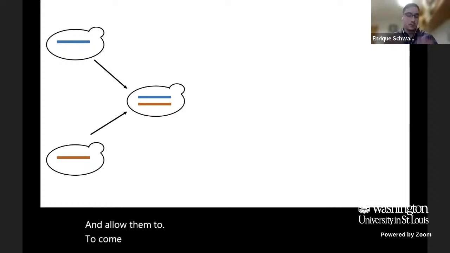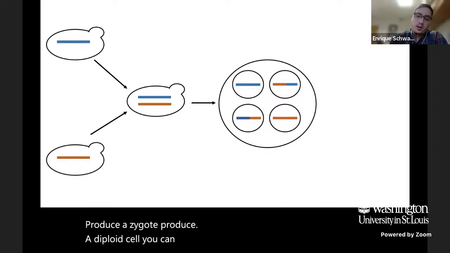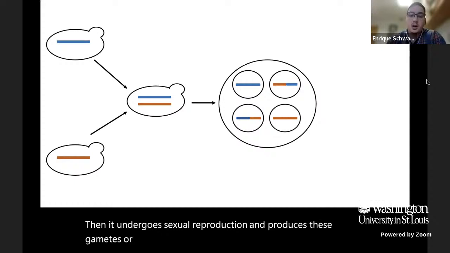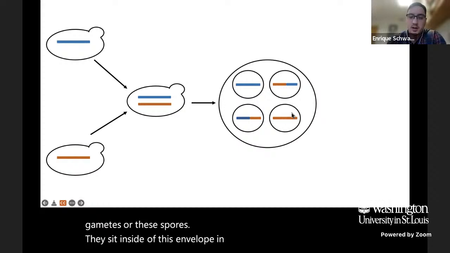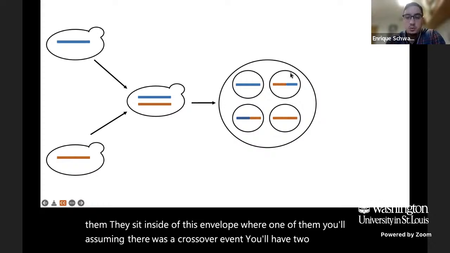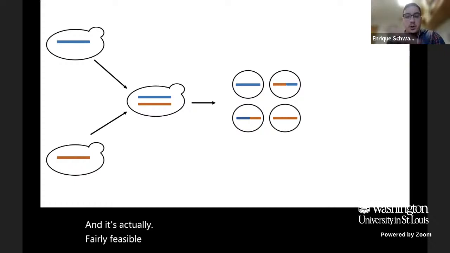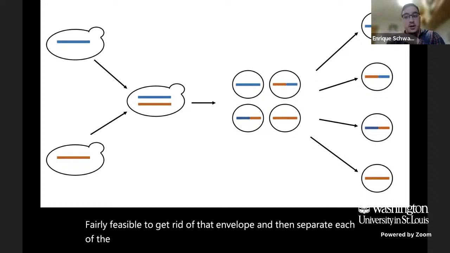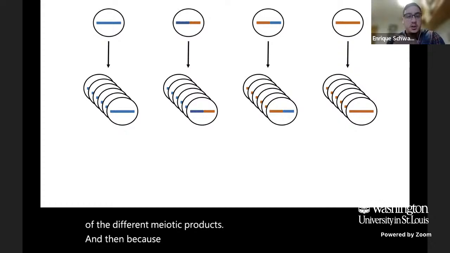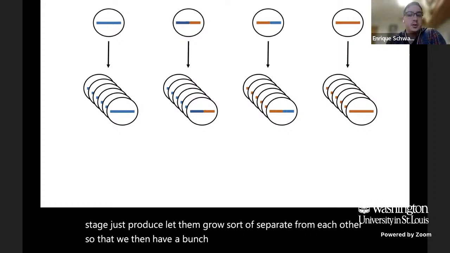produce a zygote, a diploid cell, when it undergoes sexual reproduction and produces these gametes or these spores, they sit inside of this envelope in what we call a tetrad. Assuming there was a crossover event, you'll have two parentals and two recombinants for this particular chromosome that we're interested in. And it's fairly feasible to get rid of that envelope and then separate each of the different meiotic products. Then, because yeast can reproduce asexually in the haploid stage, we let them grow separate from each other, so that we have a lot of DNA material that's true to that original sexual reproduction.